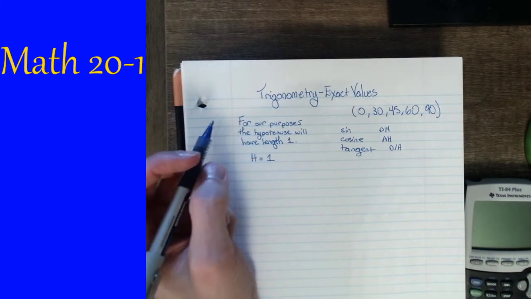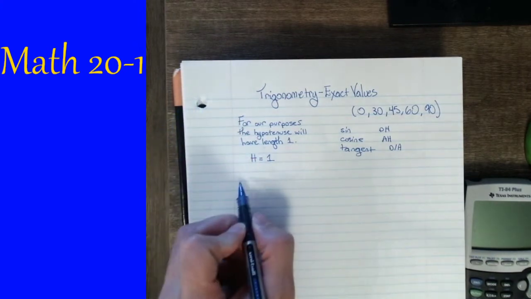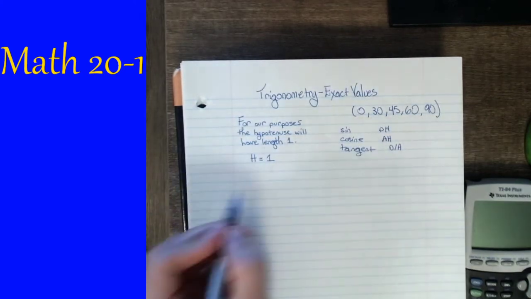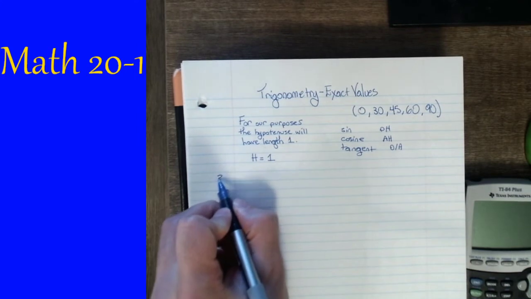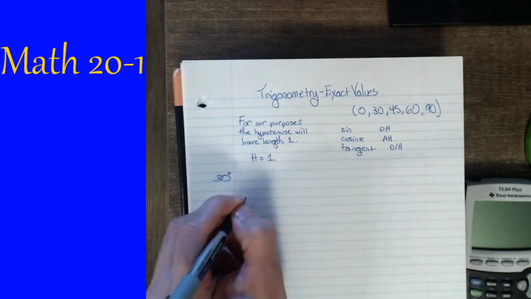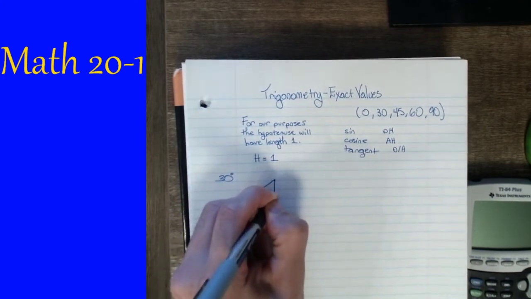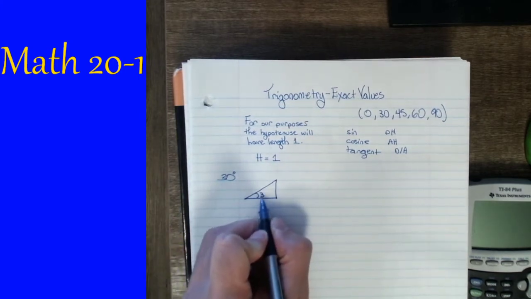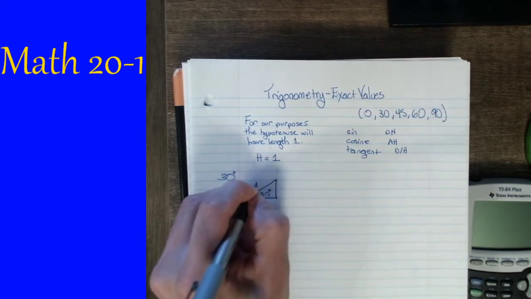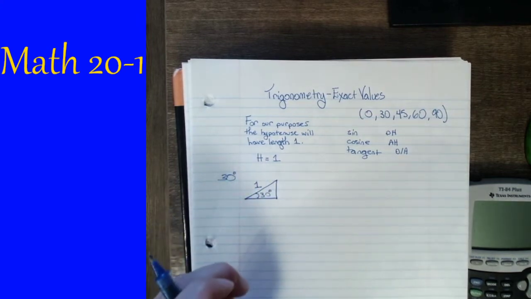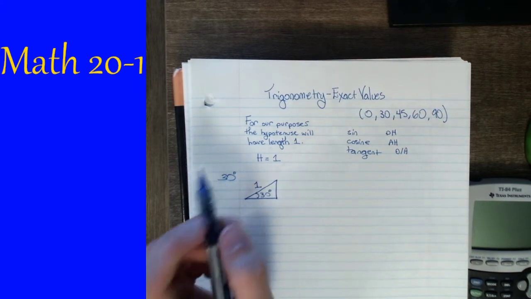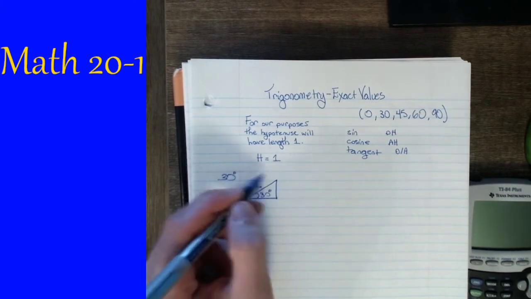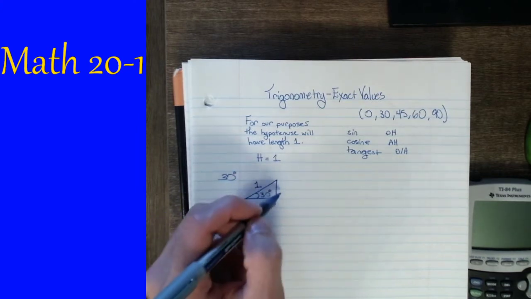So, let's talk about our first trig ratio. We're actually not going to start at 0. We're going to start at 30. So for 30 degrees, let's draw a right angle triangle with a hypotenuse length of 1. Okay, so from this, we could use our math to solve for the opposite.